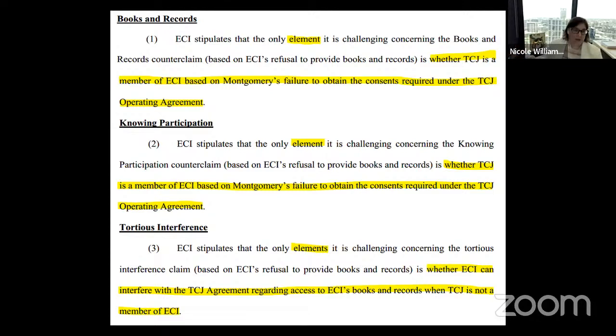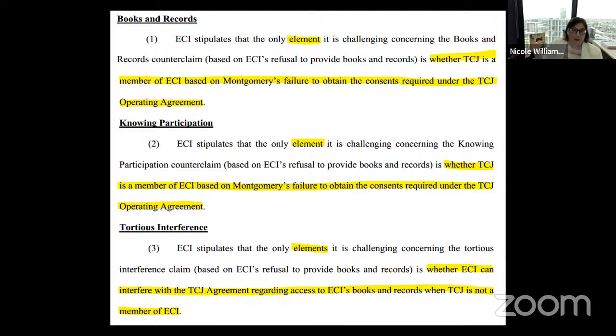That's not part of step 2. That's a step 3 affirmative defense and legal grounds argument. They don't get to submit evidence for our step 2 prima facie burden. And if you look at what they've said here, they've tried to couch it all as elements to make it look like it's not a step 3. But what they've actually done is turn this TCPA motion into the MSJ motion that Your Honor moved. They're stipulating that the only element they're challenging is whether TCJ is a member of ECI.